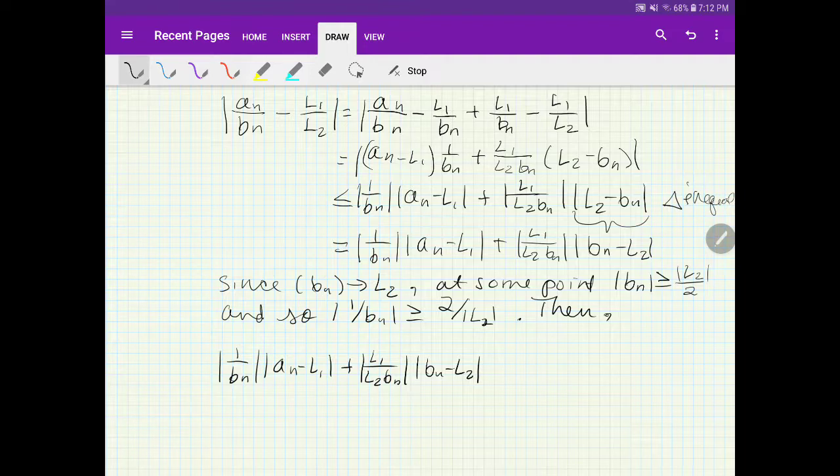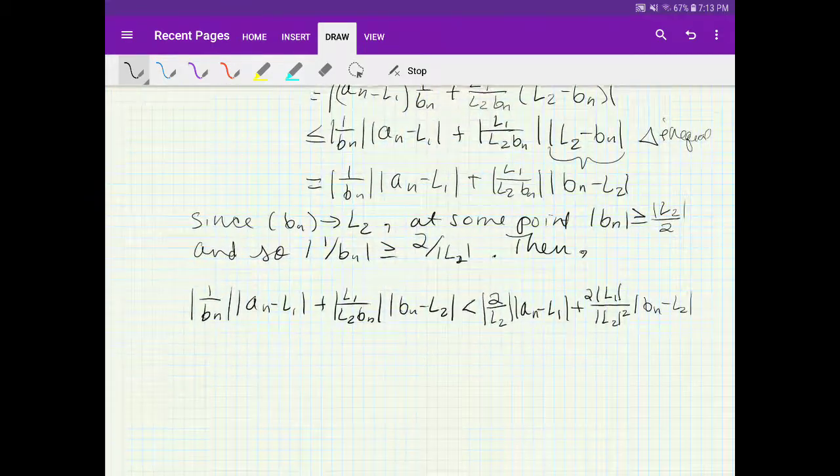And that guy is less than 2 over L2 from substitution times the absolute value of a sub n minus L1 plus, and it's more substitution, we've got L1 and then 2 there, and now this is L2 squared times b sub n minus L2. So this is looking good so far. Next, we're going to talk about a sub n.